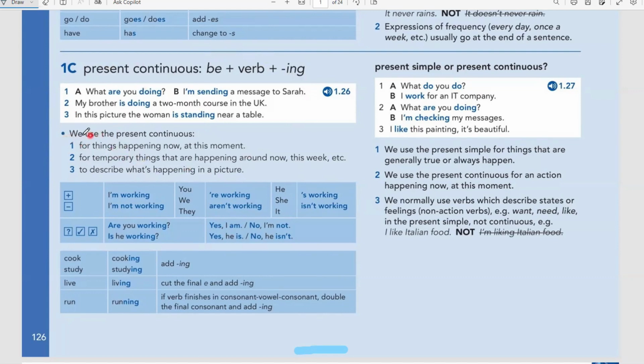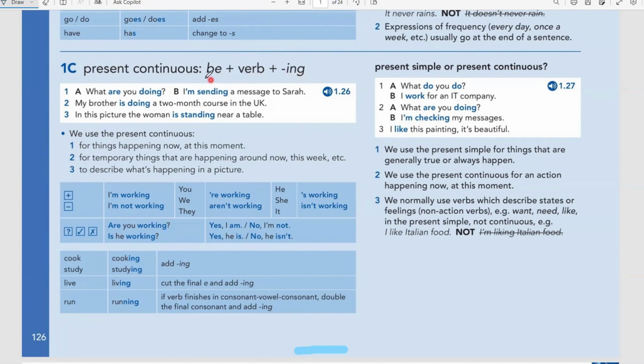As you can see here, we use present continuous. There are three ways of using present continuous, guys. We'll come back to it now. First of all, let's try to understand how it looks or how to build it.